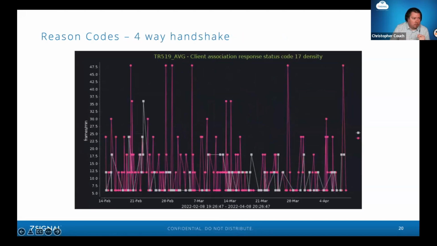One of the other things we can look at is reason codes. The nice thing about this is that when you get into the actual reason codes, you can see, in this case, we have reason code 17, which is a 4-way handshake error, which potentially in this case is a PSK network where they might just have the wrong PSK entered. So we can see these devices are having problems connecting to the network. And we can see other status and reason codes as well, and of course, deauth frames as well.